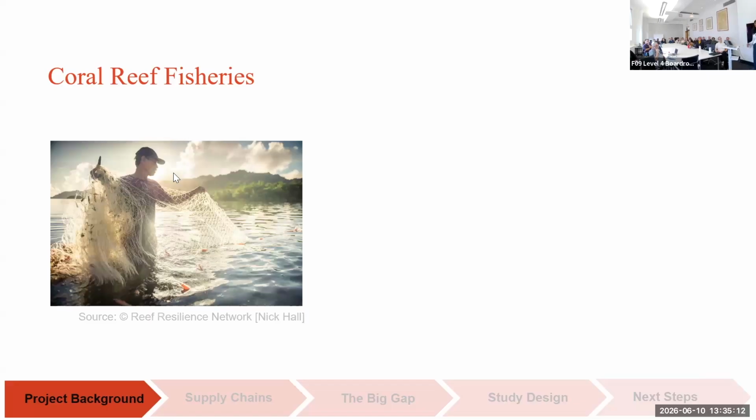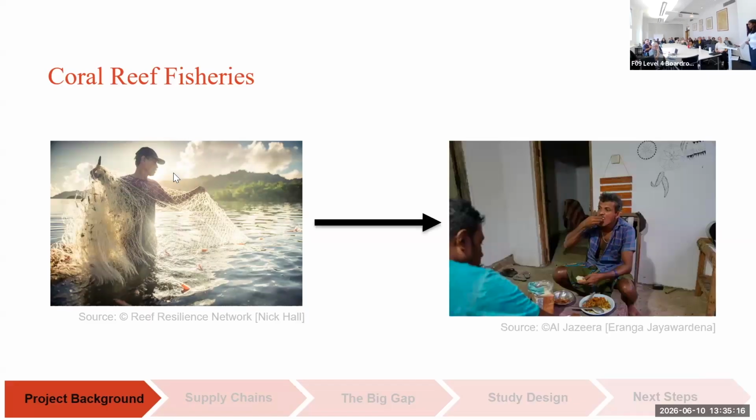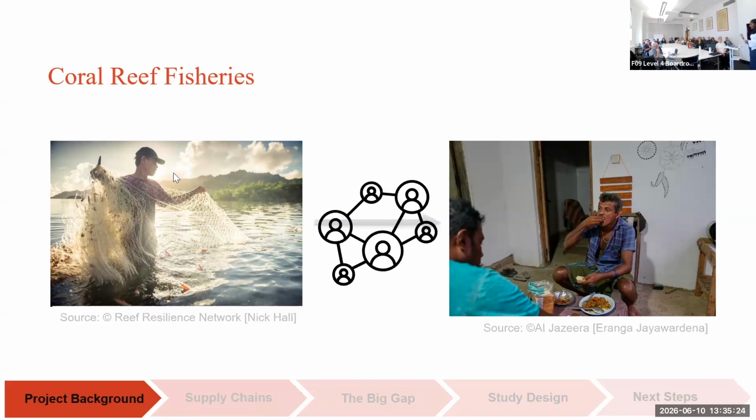Coral reef fisheries, again, if we think about it, you might imagine someone catching the fish like this in this image, and then the value of that going and ending up in somebody's plate where they end up eating the fish. But actually, it gets a lot more complicated than that, and there are a lot of actors involved in the fish being caught and then it ending up in people's plates.